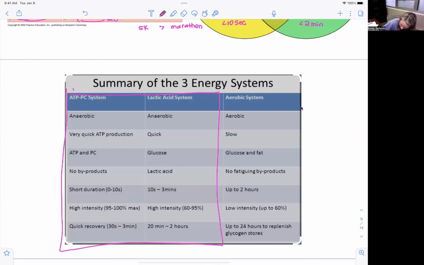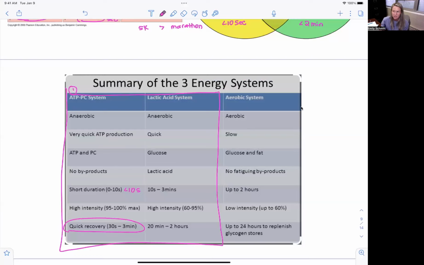Our first one, again, this is repetition, our ATP-CP system. We know that this is about 30 seconds to 3 minutes. Oh, I'm sorry. This is less than 10 seconds. And this recovery time is about 30 seconds to 3 minutes.